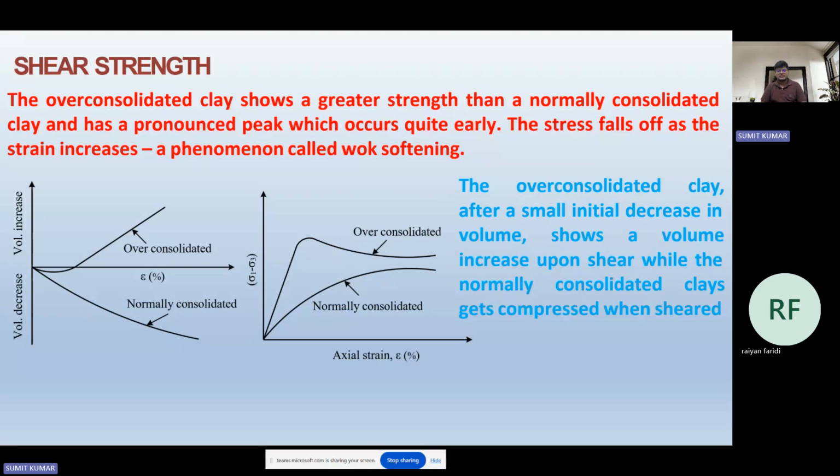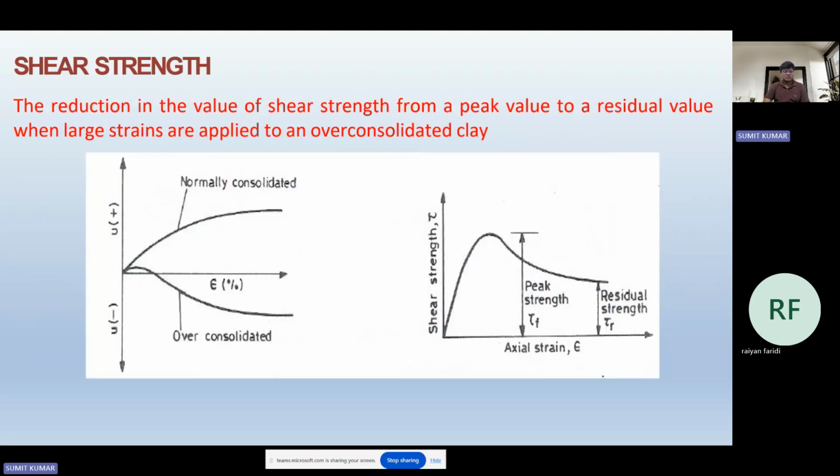The shear stress value varies in this direction. The overconsolidated clay, after a small initial decrease in the volume, shows a volume increase upon shear, while the normally consolidated clay gets compressed when sheared. Now, some more points are also there, regarding the pore water pressure and the reduction in the value of the shear strength from peak value to the residual value when large shear strains are applied to an overconsolidated clay. As you see, for the overconsolidated clay, initially there is a little increase in the pore water pressure, then a decrease is observed, while for the normally consolidated clay, the pore water pressure keeps increasing with the strain. The shear strength value with the axial strain, the peak strain and the residual strength are also mentioned in figure 2.